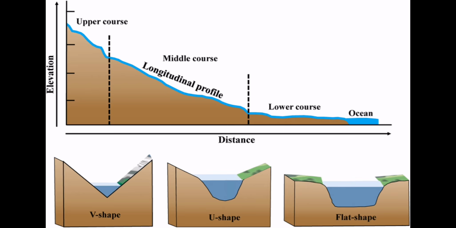First of all, as you can see here, this shows the long profile at the top and the cross profile at the bottom, showing you how a river changes going downstream. As a river goes downstream, it gets deeper, wider, and faster.